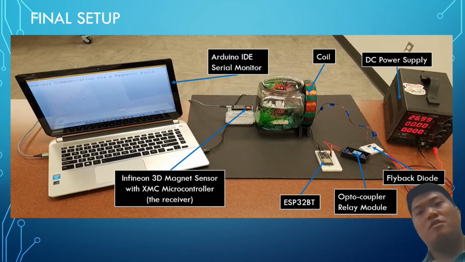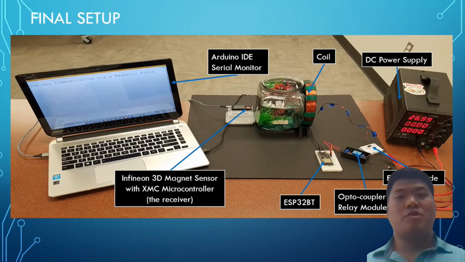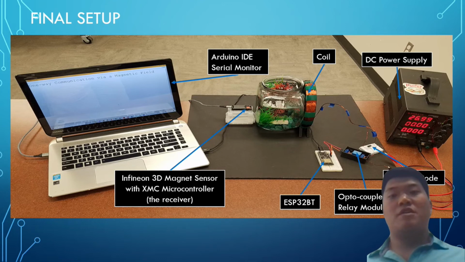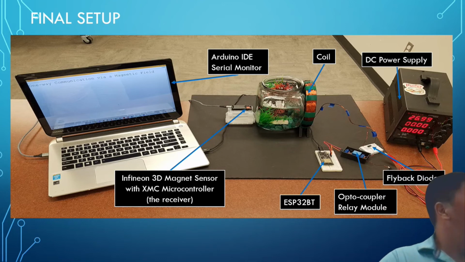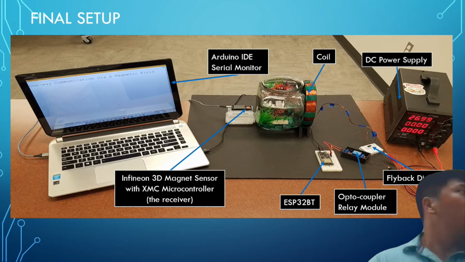So here's my final setup. You have my transmitter on the right side, and it's transmitting data through a fishbowl full of water. And that communication range was roughly 5 inches. And you see my receiver, my magnet sensor with the onboard microcontroller connected to my computer by USB.